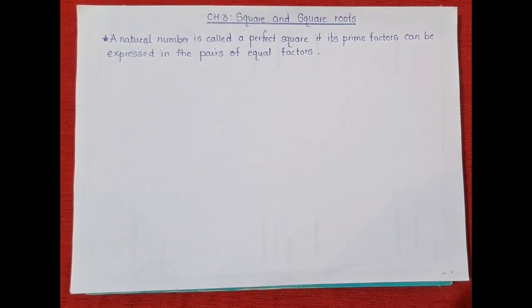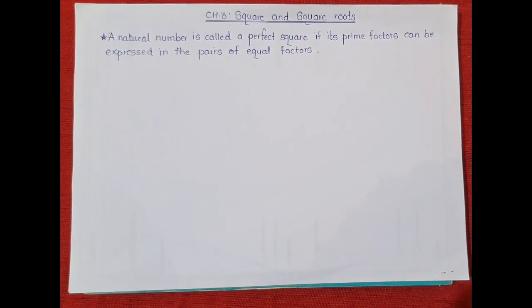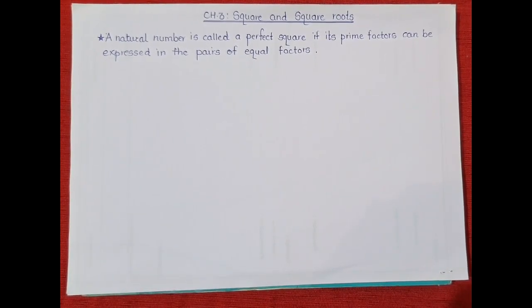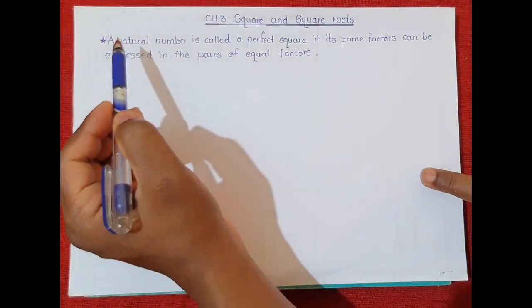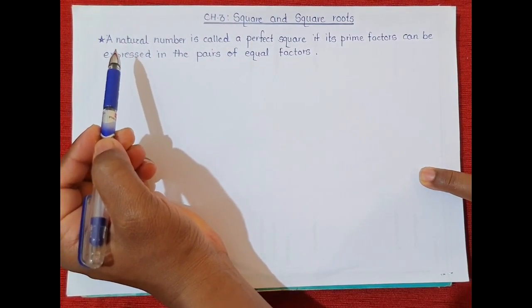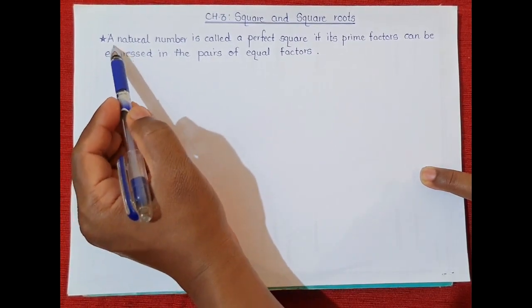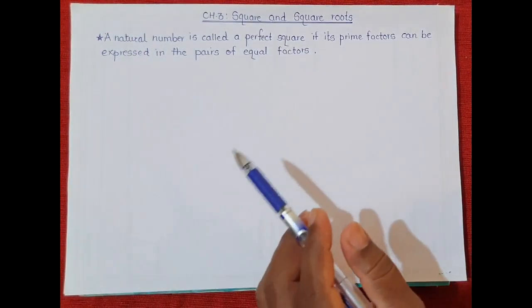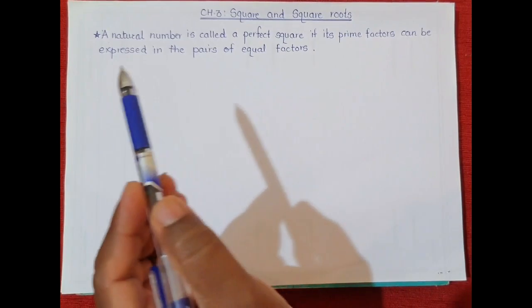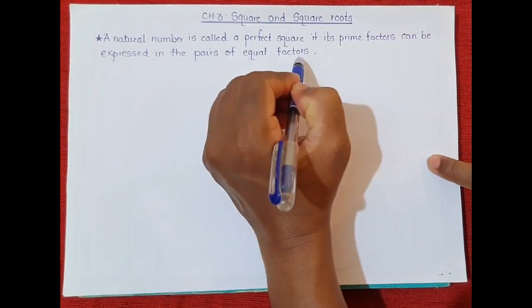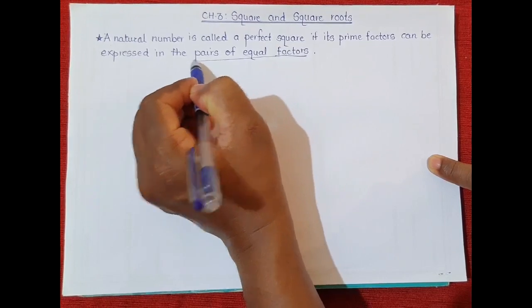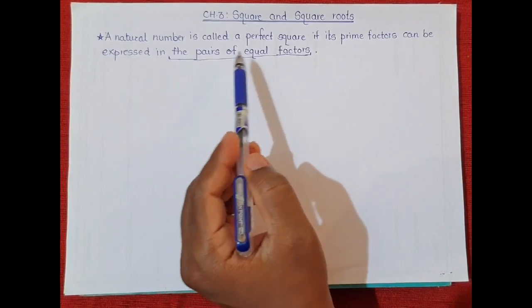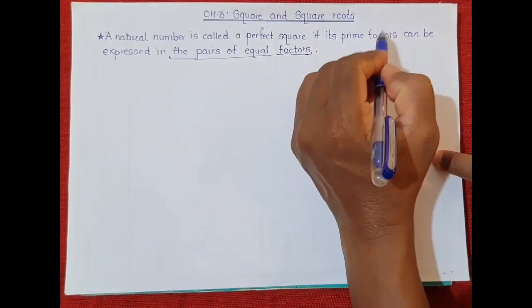So students, now we are going to learn to identify whether the given number is a perfect square or not. Okay, so see here how to identify whether the given number is a perfect square or not. See, a natural number is called a perfect square if its prime factors can be expressed in pairs of equal factors. This is a very important phrase in this statement.